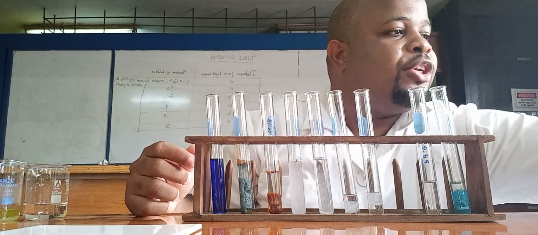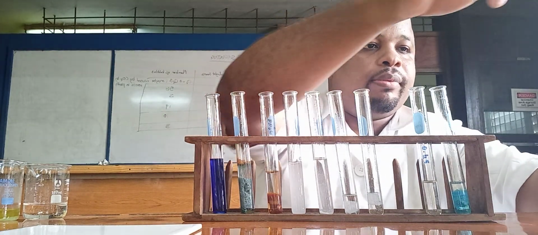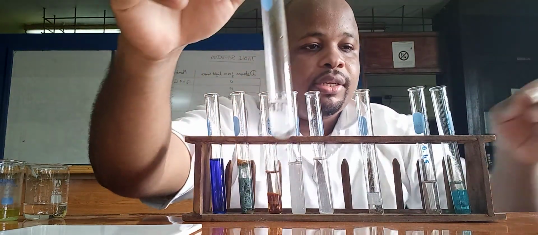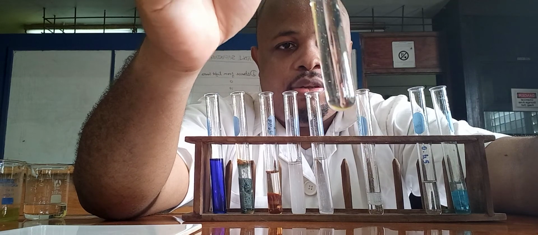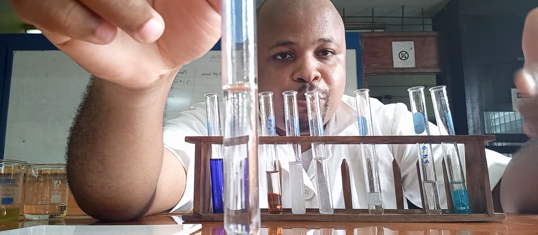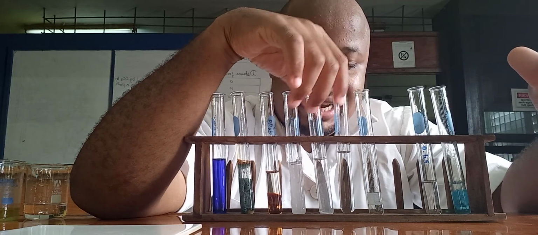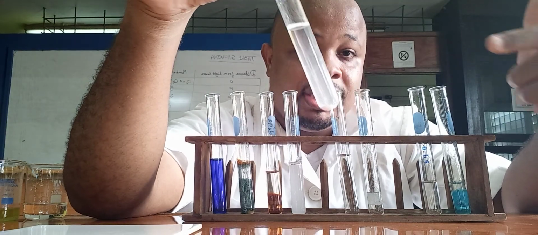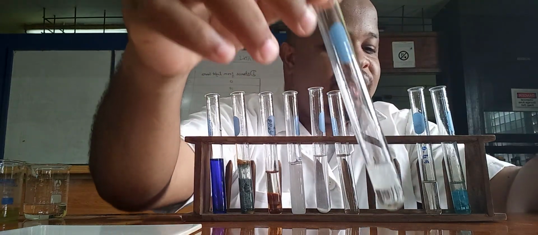Alright, let me add some, just a second. Alright, so this was lead. Now we're moving on to zinc. Alright, zinc is soluble as well. So zinc is soluble in both excess sodium hydroxide and excess ammonia. Unlike lead, which was soluble in excess sodium hydroxide, but here it is insoluble in excess ammonia. And the other one now is aluminum.